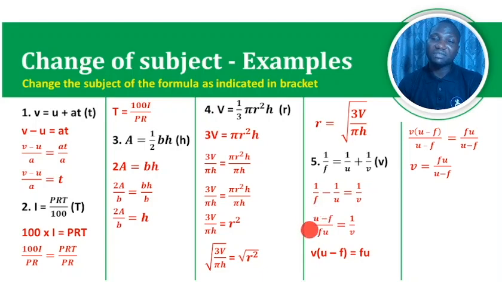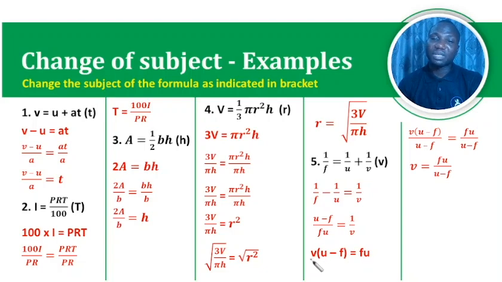You can see now I have a single fraction on my left and a single fraction on my right. So now I can cross multiply. So v will go here to multiply u minus f. Fu will go here to multiply 1 when you cross multiply. So fu times 1 is fu.